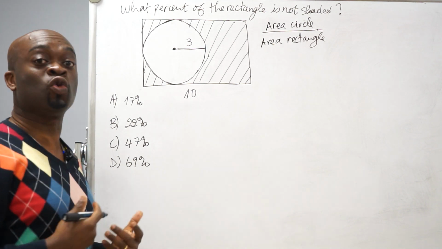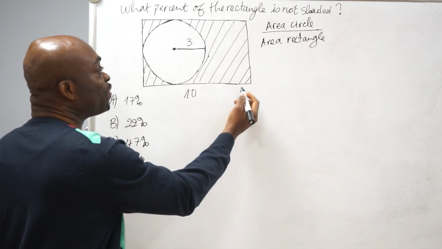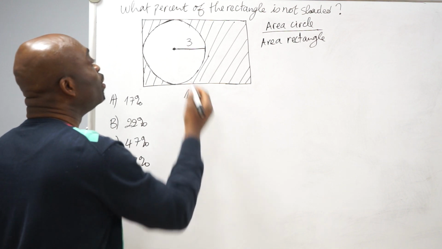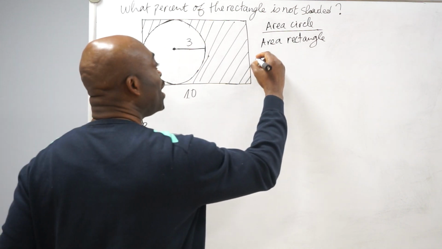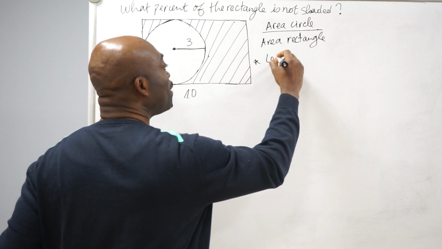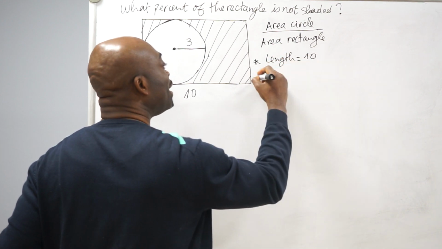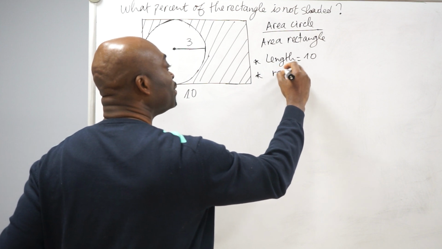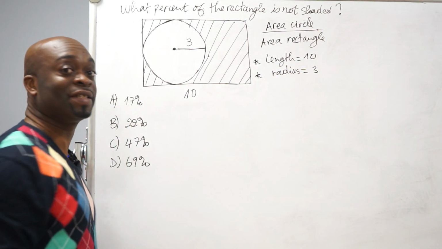Okay? But what do we have, and what don't we have? What we have is the length of the rectangle, which is 10. We have the radius of the circle, which is 3. So those are the things that we have.